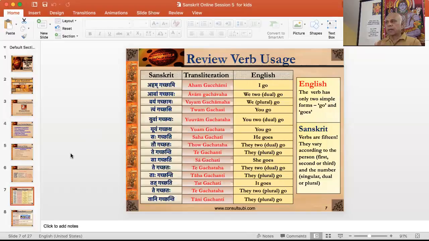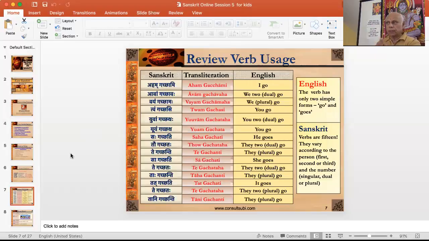Avam gachavaha means we two go. Gachavaha refers to two people. Vayam gachamaha. Vayam, I said, is we. Vayam gachamaha refers to the plural. We go, more than two.